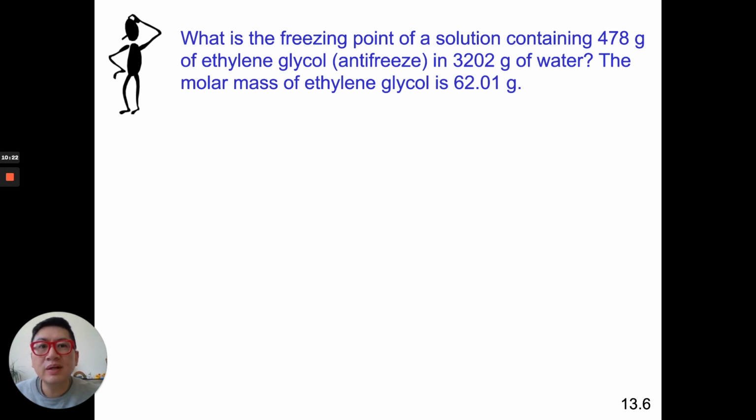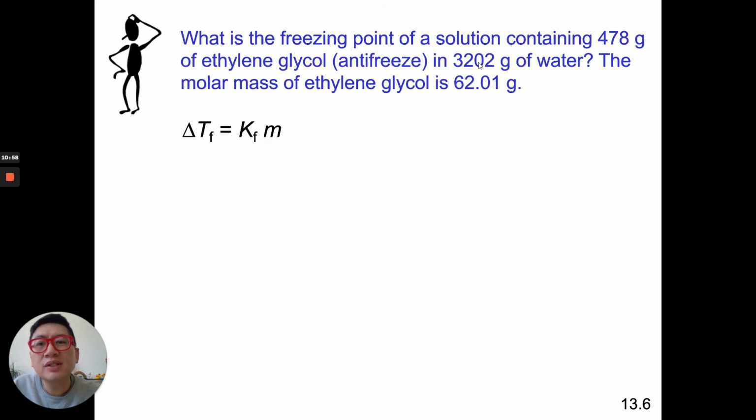What is the freezing point of a solution containing 478 grams of ethylene glycol antifreeze in 3202 grams of water? The molar mass of ethylene glycol is 62.01 grams per mole. So, first of all, the equation: the change in freezing temperature is equal to Kf times m. So, what are we freezing? It's not the ethylene glycol, the antifreeze, that's freezing. It's the water. Remember, it's X in Y, solute in solvent. Our solvent is water.